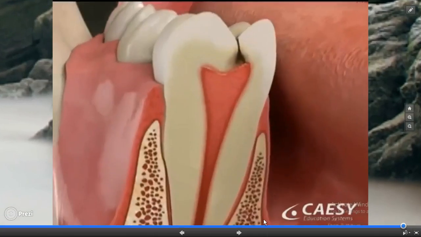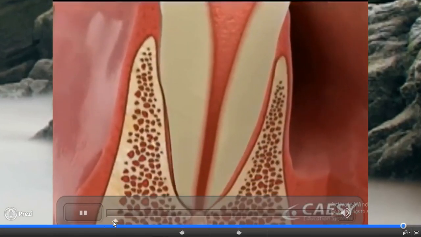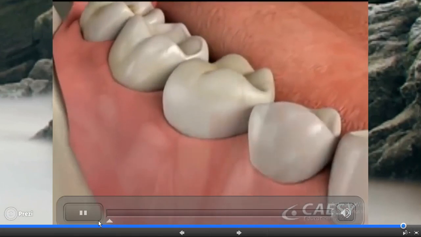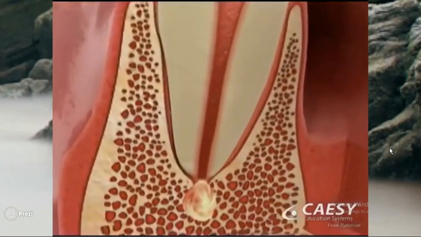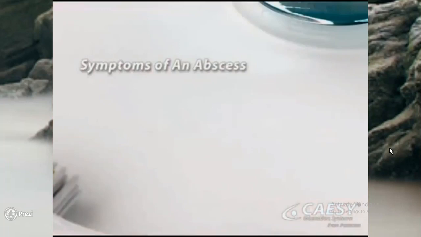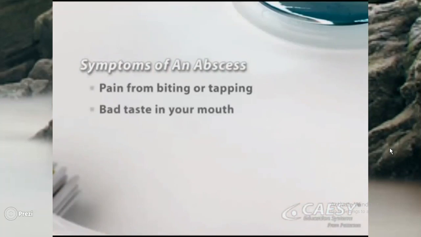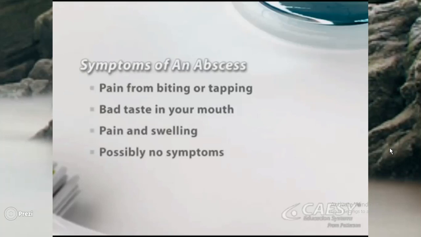An endodontic abscess is a pocket of pus that forms in the jawbone at the tip of the tooth root. You may realize you have an abscess because the tooth hurts when you tap or bite on it, you have a bad taste in your mouth, or you experience pain and swelling. In some instances, you may have no symptoms at all.